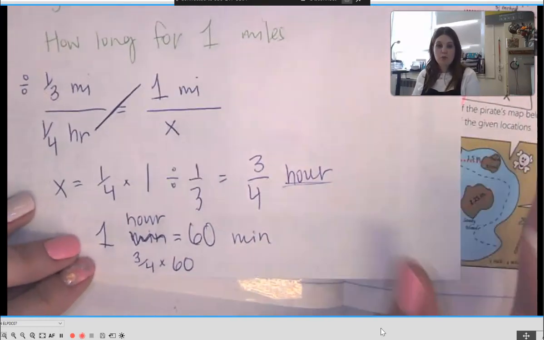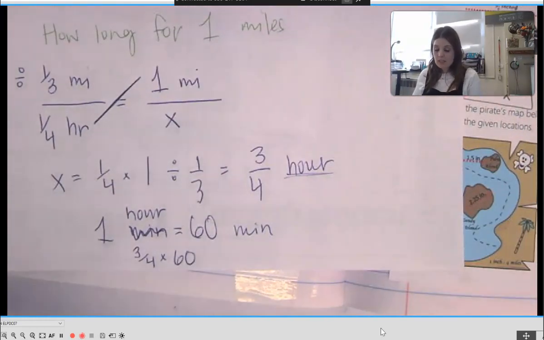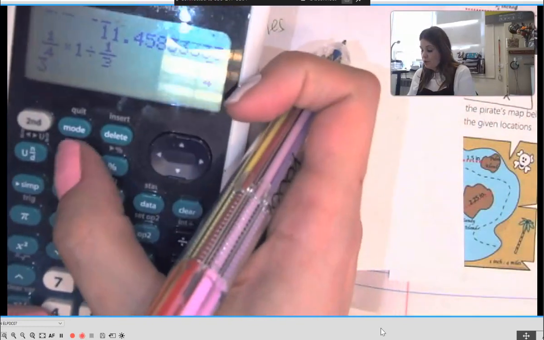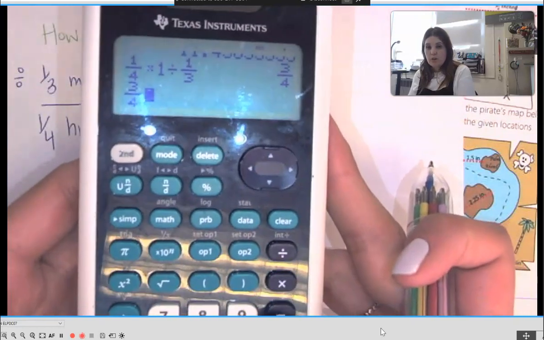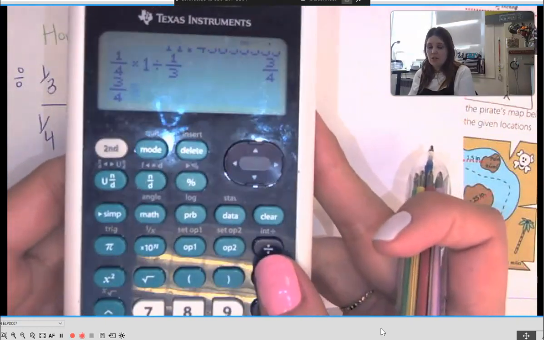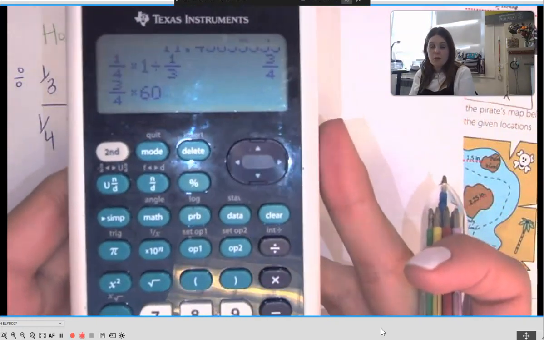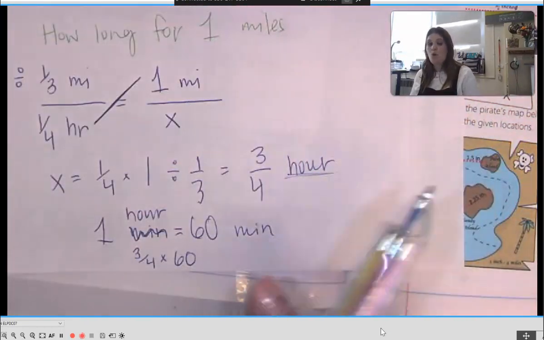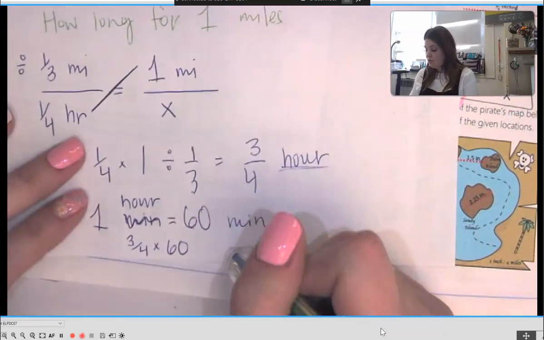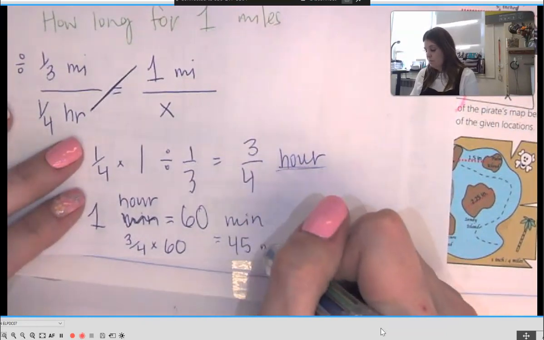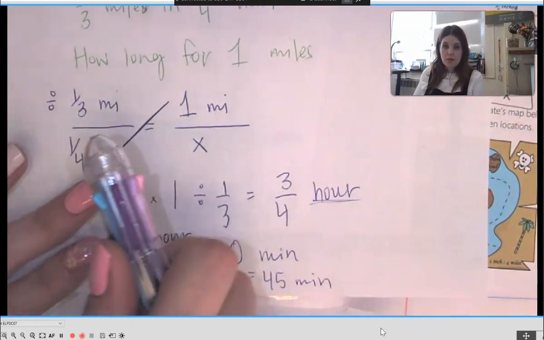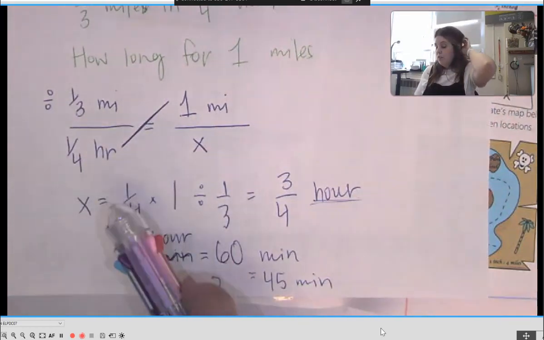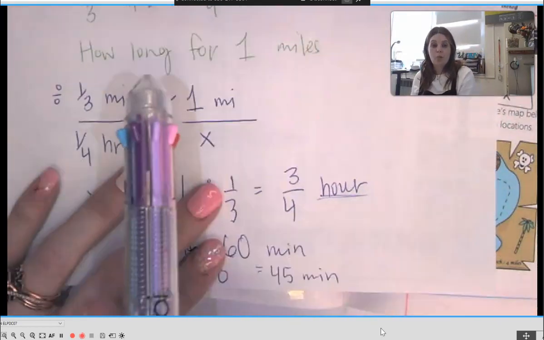So to get your final answer, you need to do 3/4 times 60. You do 3/4 of an hour. Well, 3/4 of an hour is the same thing as 3/4 of 60 minutes. So we do 3/4 times 60. And my answer is 45 minutes for this one. So my work is messy, but this is how you're going to set it up for your problem.